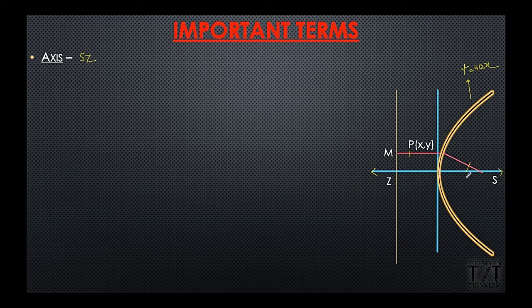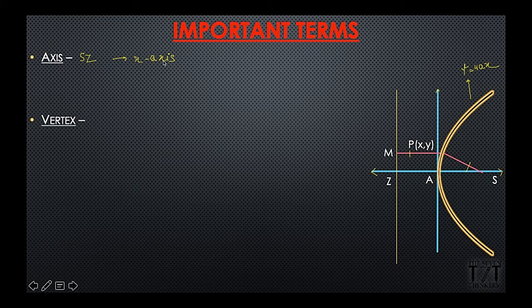Let us recall what we have discussed. We saw that this was the y-axis and this was the x-axis. So the axis of the parabola y square is equal to 4ax is the x-axis.